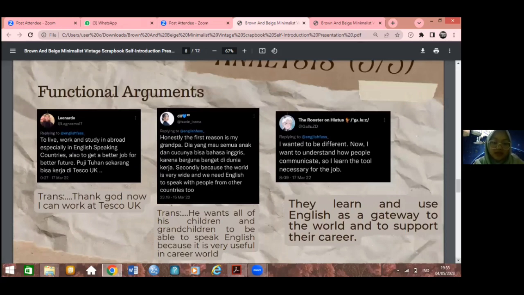All right, the last one is functional arguments. It relates with how or what English does, since it provides access, or acts as a gateway to the world, and supports their career. Here, several people also said that they learn and use English to live, work, and study abroad, especially in English-speaking countries. And then another said that speaking English is very useful in the career world. And then another one said, "I want to understand how people communicate, so I learned the tool that is necessary for the job."